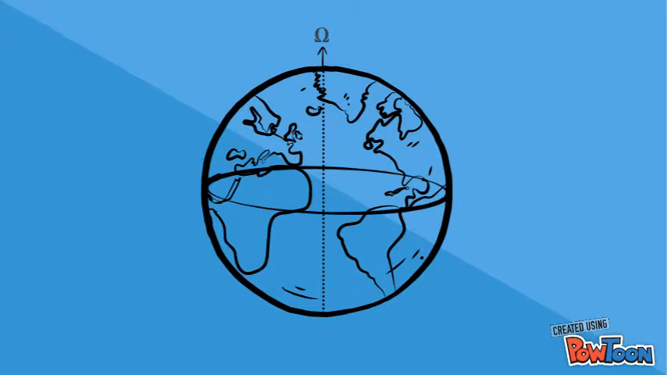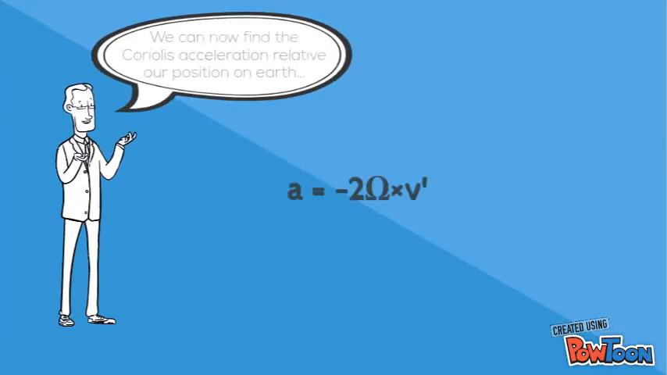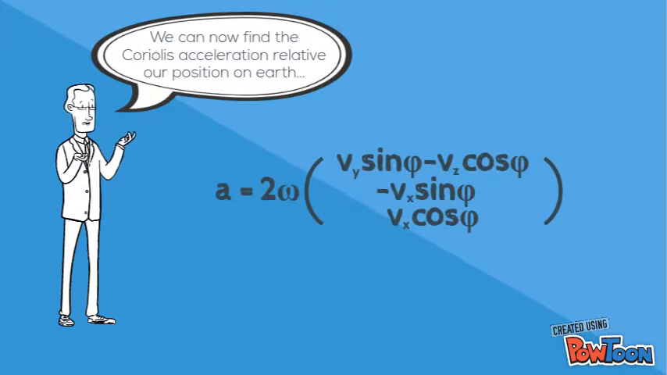Suppose we want to relate the Coriolis acceleration to our reference frame here on Earth. We first need to define our basis vectors. We set the x direction to be east, the y direction to be north, and the z direction to be directly up. Phi gives us our angle relative to the equator. If we now solve for the Coriolis acceleration relative to our frame on Earth, we find the following relation. This equation can be used to demonstrate the effects previously discussed.